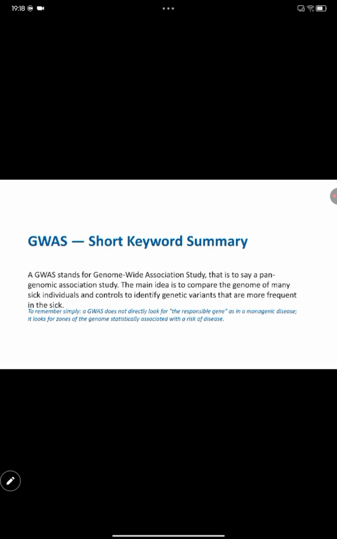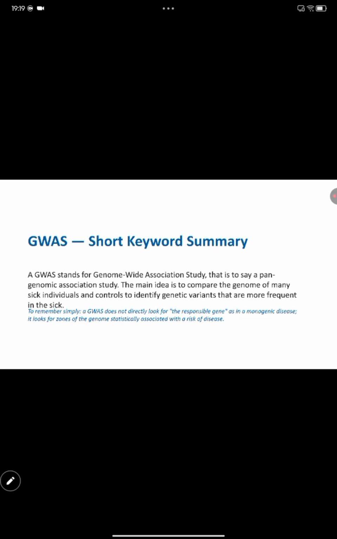The key point to remember is that GWAS does not directly search for a single responsible gene, as in monogenic diseases. Instead, it identifies regions of the genome that are statistically associated with an increased risk of disease. So, we're not looking for a gene, we're looking for regions or zones of the genome which are statistically associated with the risk of developing a disease.